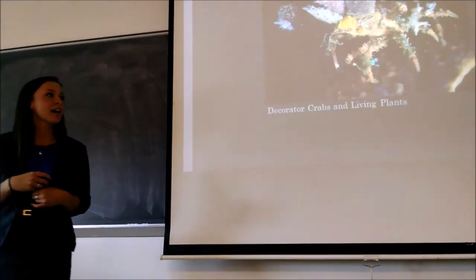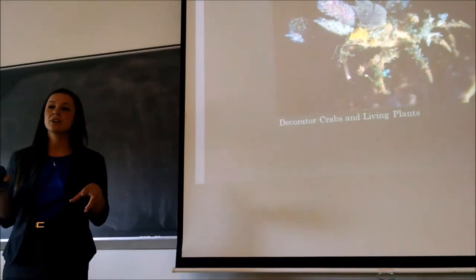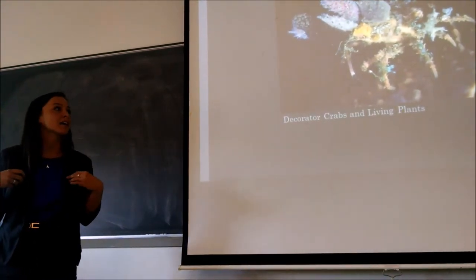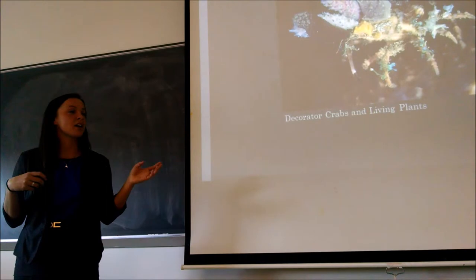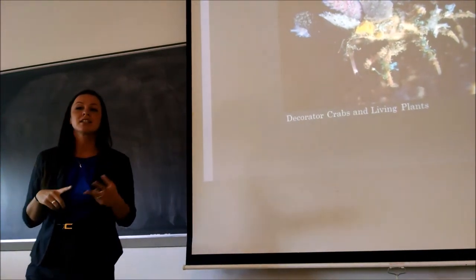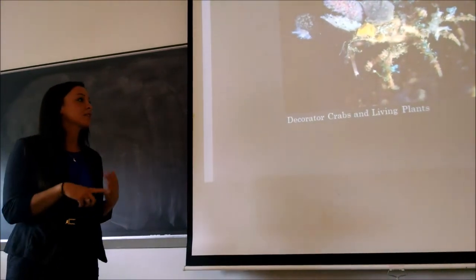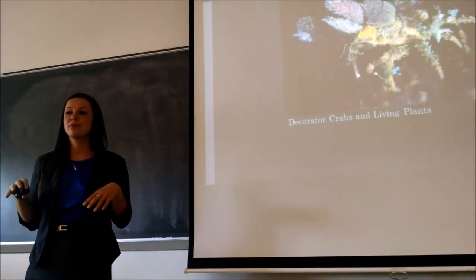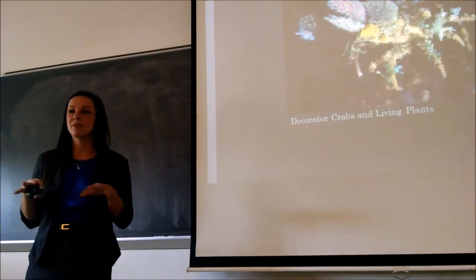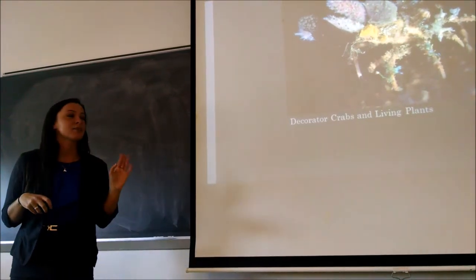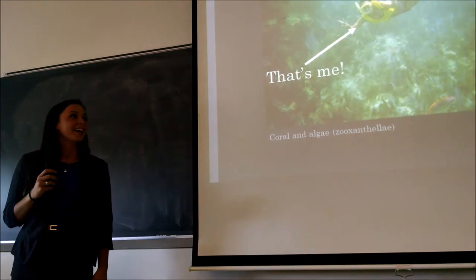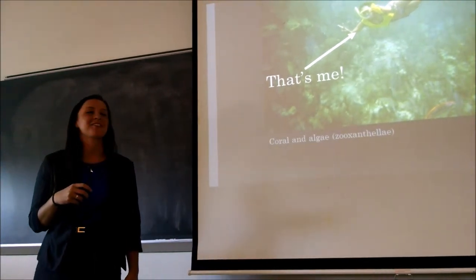This is a decorator crab, and he's covered in living plants. What he does is he finds these brightly colored plants, and he puts them all over his back. This particular example is covered in colorful sponges, sea anemones, and bits of green algae. So the crab gets a free form of camouflage on the bottom of coral reefs, and the plants get a free form of transportation. And this is the type of symbiosis we're talking about today.